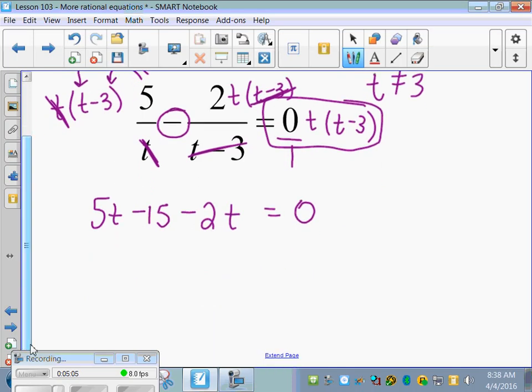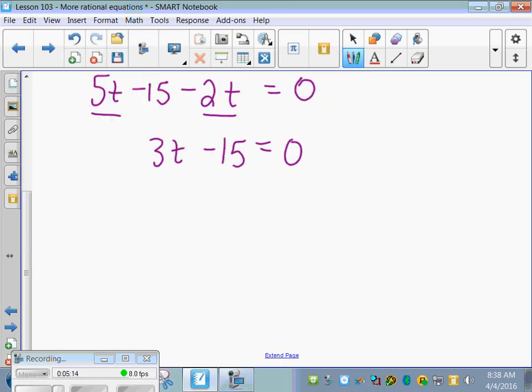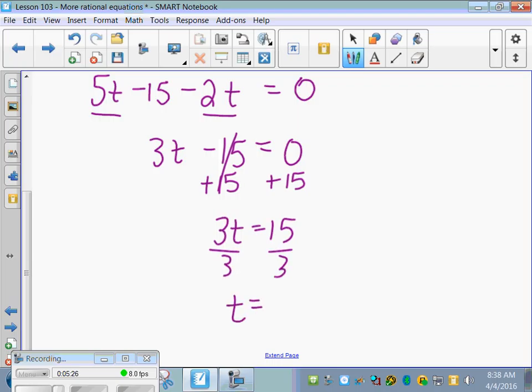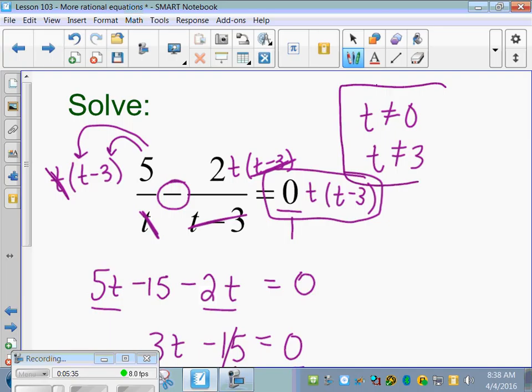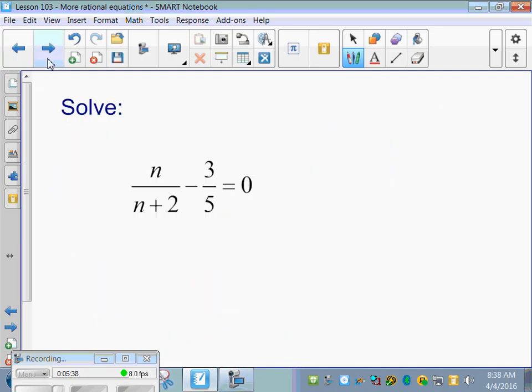All right, add like terms. So 5t minus 2t is 3t. Add 15 to both sides. So 3t equals 15. And divide both sides by 3. So t equals 5. Again, make sure you always have those undefined values also as part of your answer. Okay? So let's try another one.